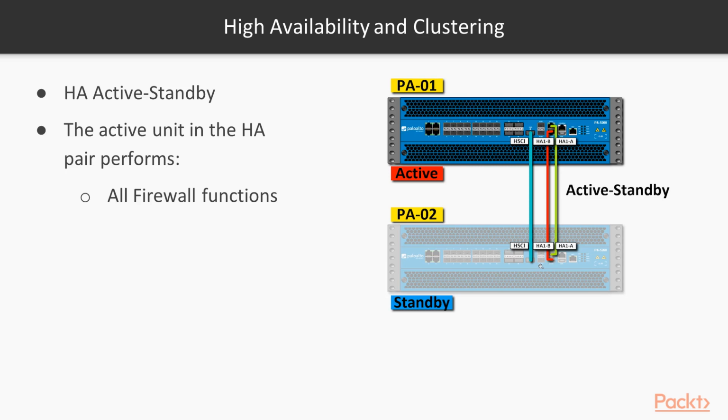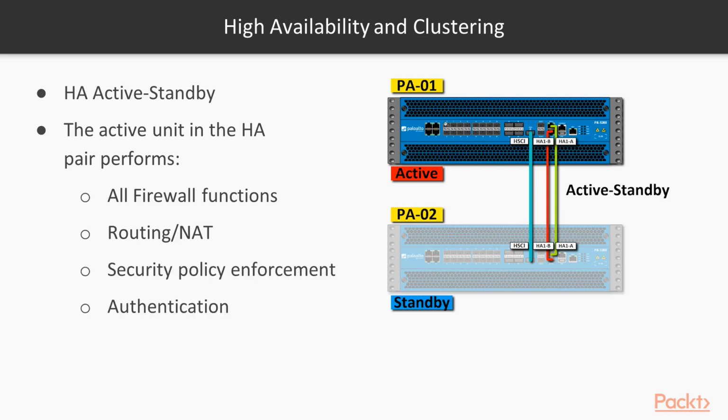In this setup, we have two units. One unit is going to forward traffic, do our routing and NAT translations, or address translations. So this unit will basically do every single function that the Palo Alto does. This active unit will act as a normal Palo Alto. It will do all the normal forwarding decisions, all the policy enforcement, all the authentication requests, etc.